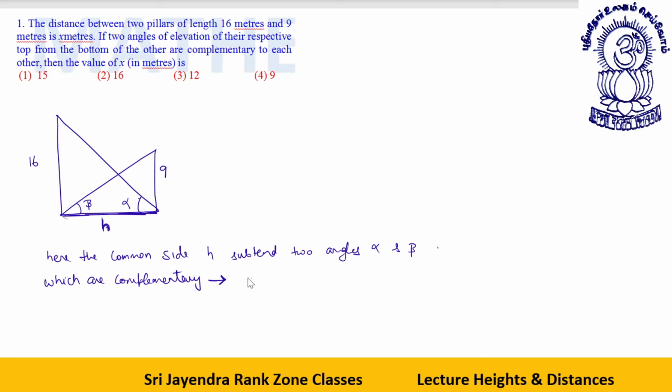What will be our rule? Therefore, h square is equal to AB, that is h square is equal to 9 into 16, or if I do the under root, h is equal to 3 into 4. These are x meters apart. Okay, these are x actually. This is x, which is equal to 12. This is option number 3. Clear? Next one.